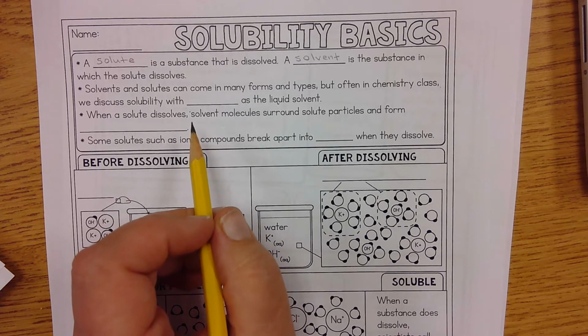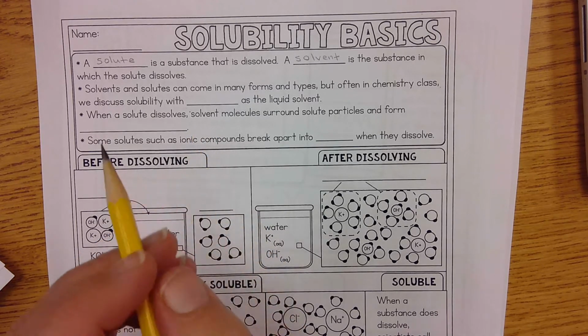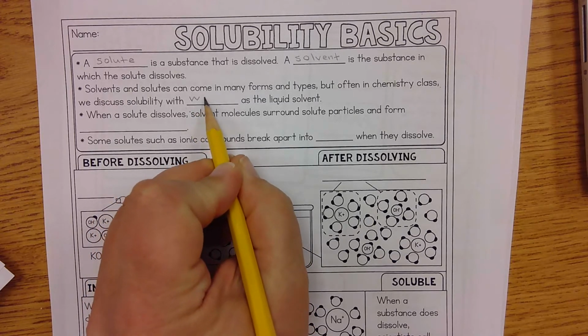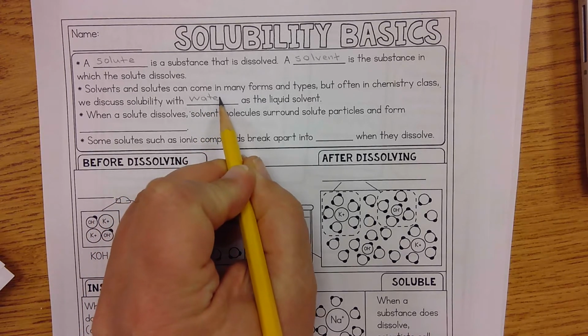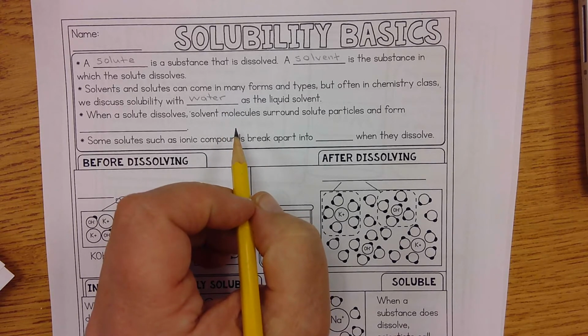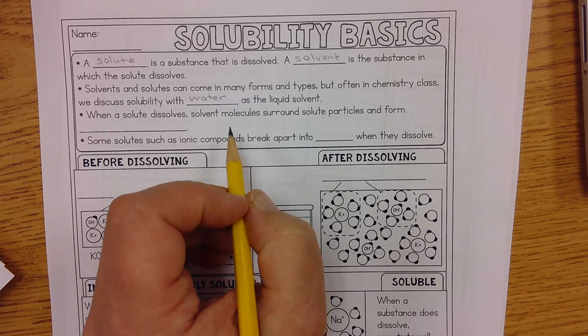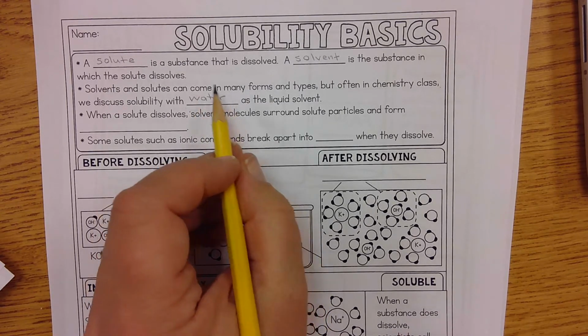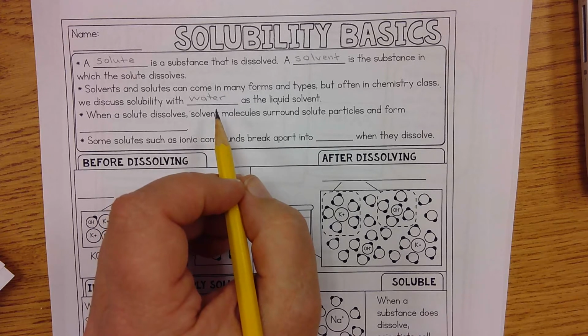When we talk about solubility here in chemistry class, we are talking about water as a liquid solvent, and we are dissolving most often a solid in that water, like salt in water. That's a big one that we will talk about. So most often, water is our solvent.